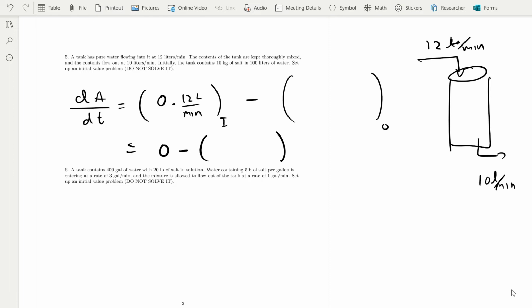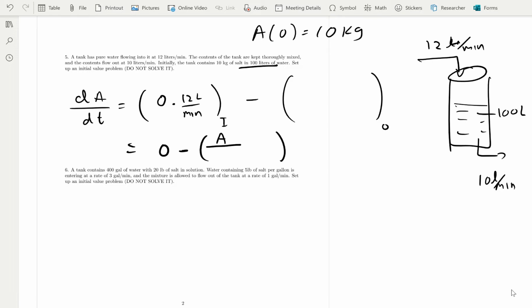Now the inflow rate and the outflow rate are different. Now how's that going to affect us? Well, we want to talk about the outflow concentration, right? We don't know how much salt is going out. So it's A divided by volume. So the volume here is initially, the tank contains 10 kilograms of salt. So that's the initial amount of salt, 10 kilograms, and 100 liters of water. So that's the volume, 100 liters.